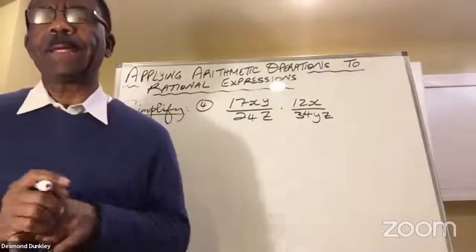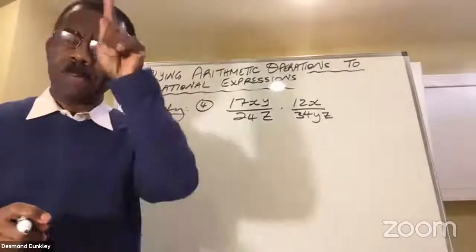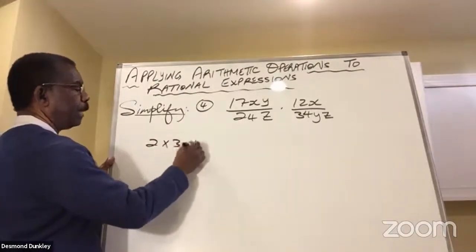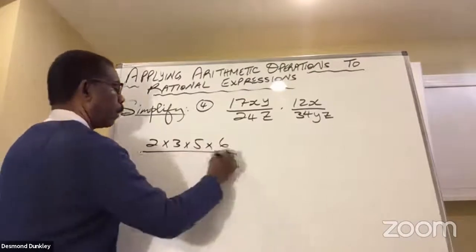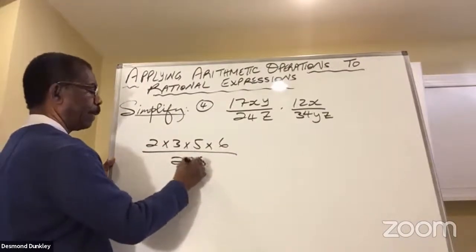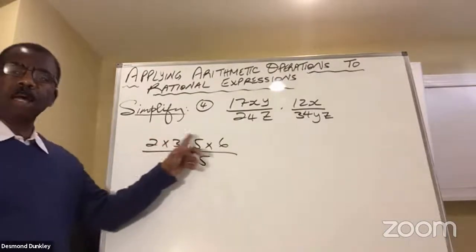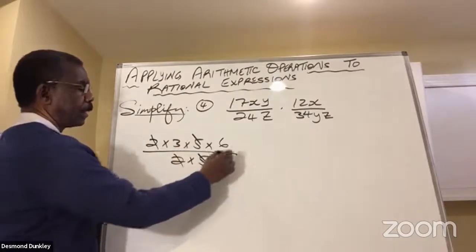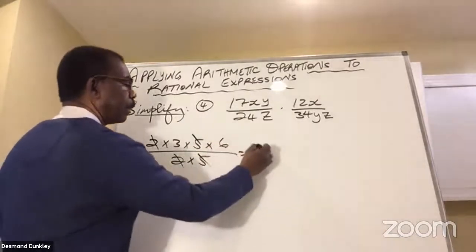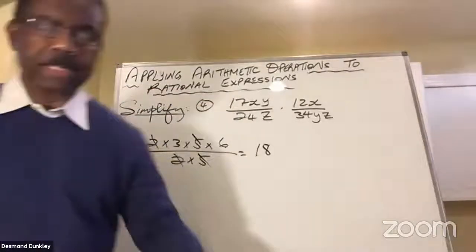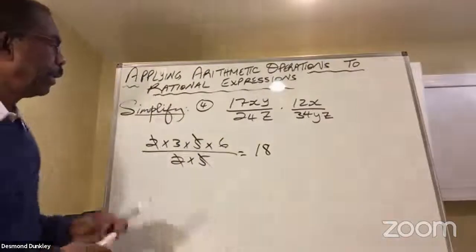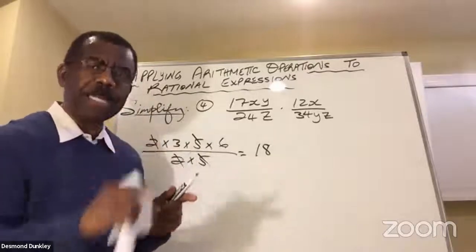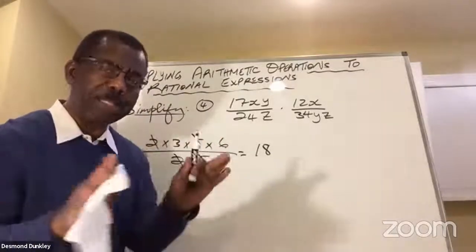Whenever you're multiplying and you have the same thing on top and the bottom, they will cancel. For example, if I have 2 times 3 times 5 times 6 over 2 times 5, anything that's common to the top and the bottom will cancel. So this cancels that. This cancels that. So we end up with 3 times 6 is 18. It's the same principle when dealing with rational expressions. If there's something on the top and something on the bottom and you're multiplying, then you can cancel. If you're adding or subtracting, you cannot.